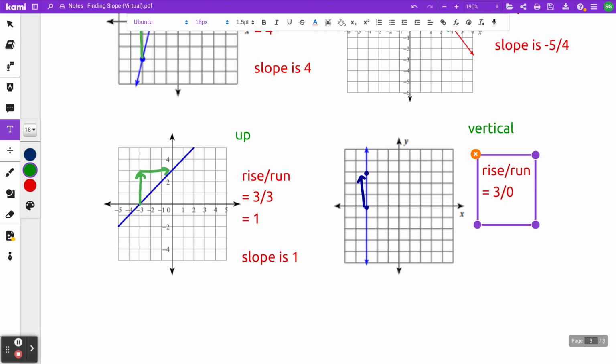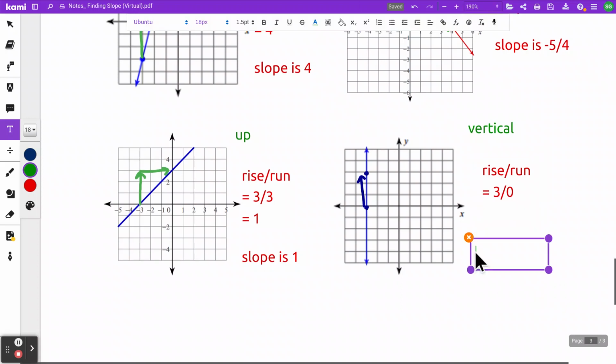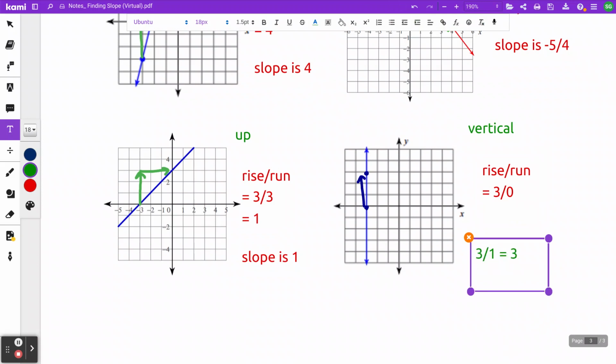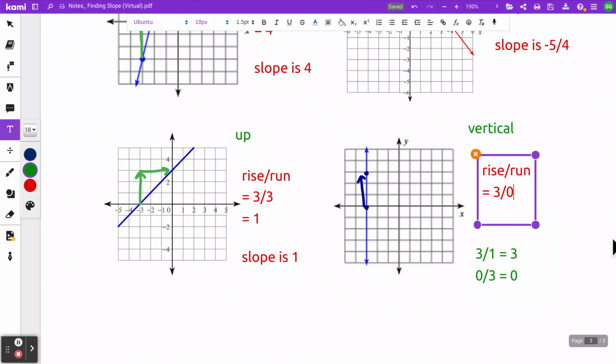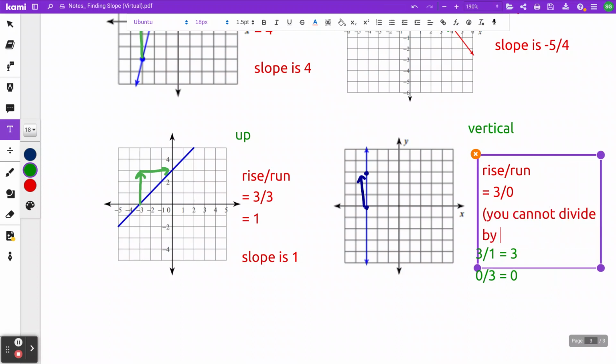Now, 3 divided by 0, I've gotten a lot of different answers in class. I've gotten 3 divided by 0 is 3. That's not true, though. 3 divided by 1 is 3. I've gotten 3 divided by 0 is 0, but that's not right. That's the other way around. 0 divided by 3 is 0. 3 divided by 0, if you type it into your calculator, it's going to say error because you cannot divide by 0.